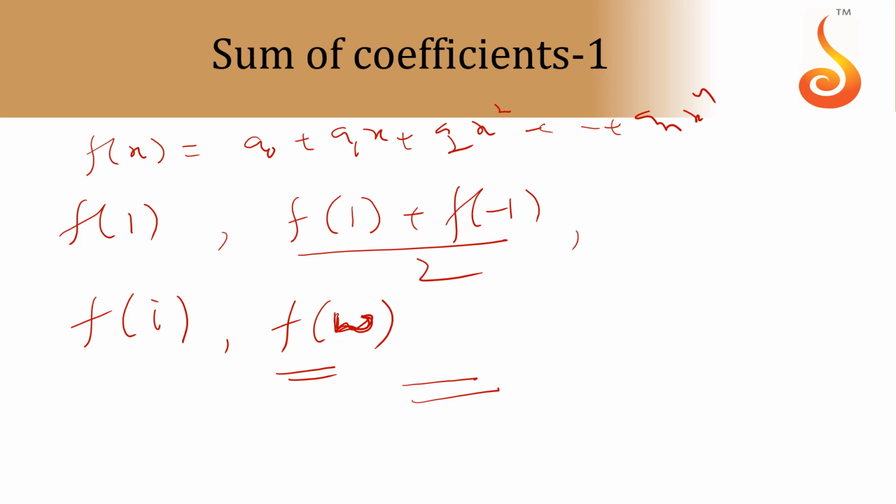What will happen with f of 1 minus f of minus 1, by 2? You will get the sum of odd suffixes. F of 1 plus f of minus 1, by 2, you will get the sum of even suffixes. So this is in general. These things we can apply for binomial expansions also.